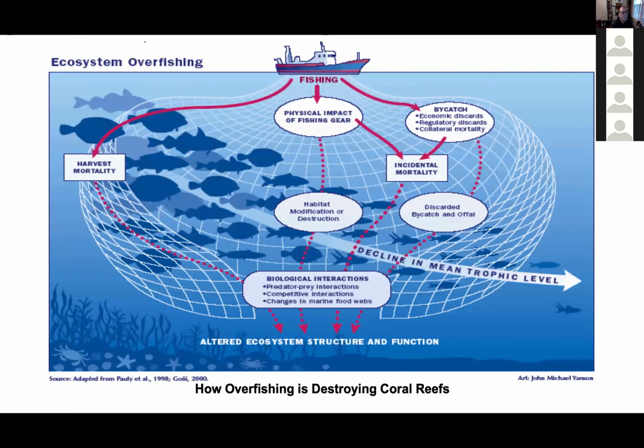This image demonstrates the major impacts of overfishing around our coral reefs. So starting on the left, overfishing not only creates harvest mortality, because targeted species are not the only ones being captured. We have populations of bycatch and discards that are also being depleted from the ocean.